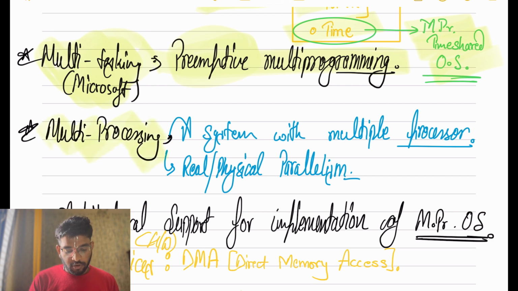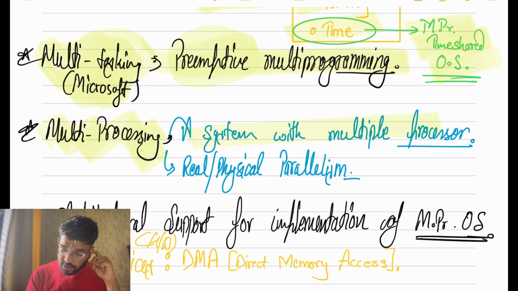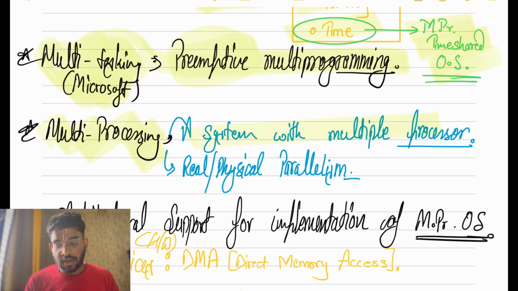Multiprocessing is a system in which there are multiple processors, and each processor can execute a new process. This means if there are n CPUs in a system, then that system can execute n processes in real or physical parallelism.